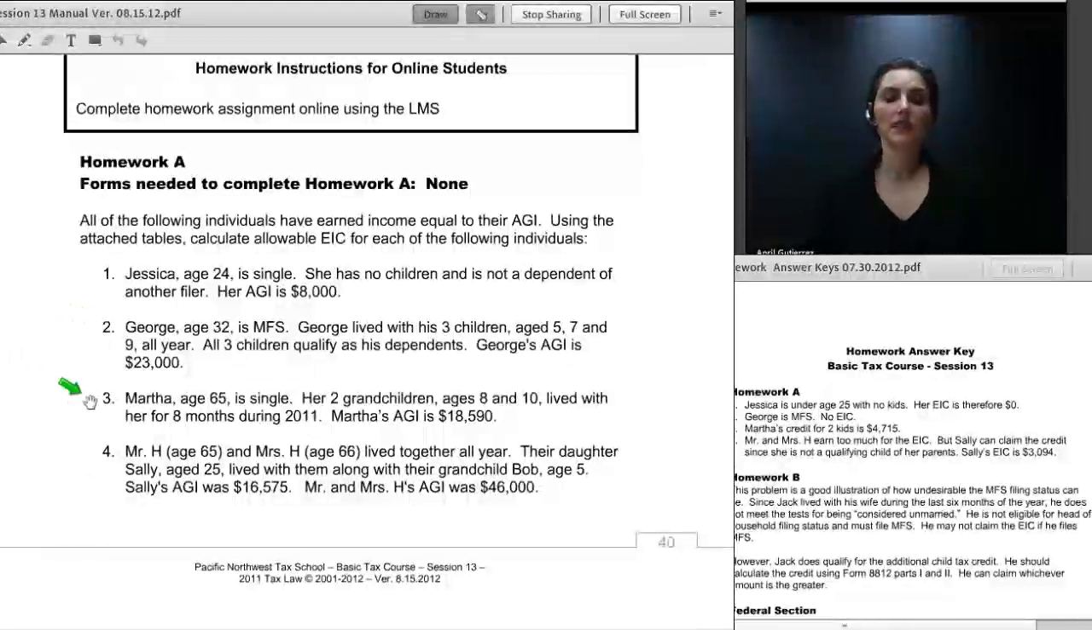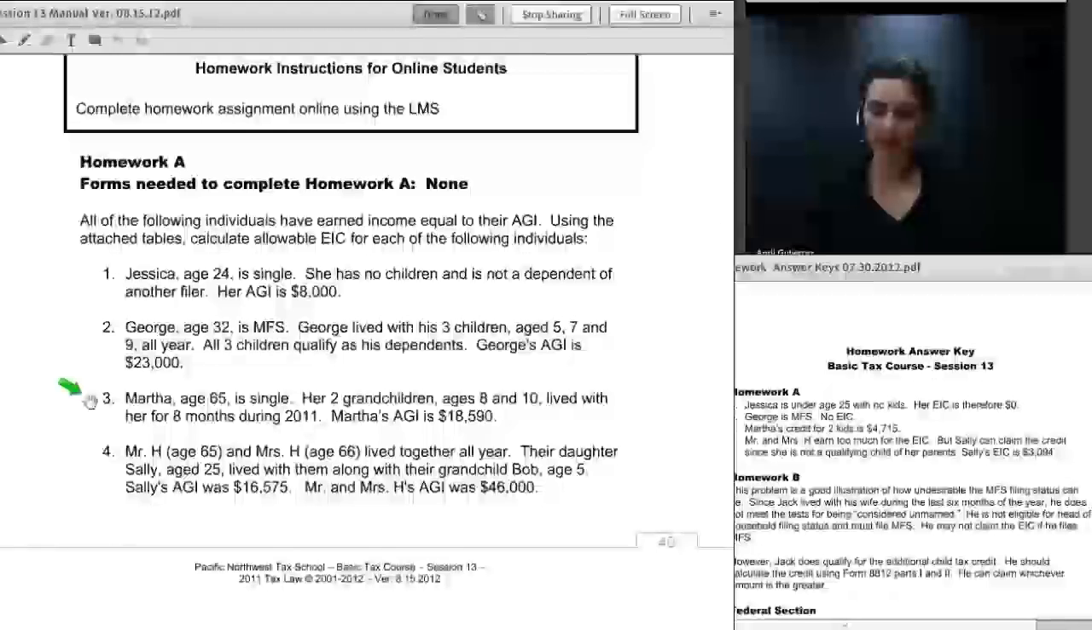Question number 3, Martha, age 65, is single. Her 2 grandchildren are ages 8 and 10 and lived with her for 8 months during the year. Her AGI is $18,590. Well, in order to claim the earned income credit, she has to have a qualifying child who lived with her in her home for more than half the year. And this is, of course, the case. They were with her for 8 months, which is more than half the year. She is age 65, but that doesn't matter because she has a qualifying child.